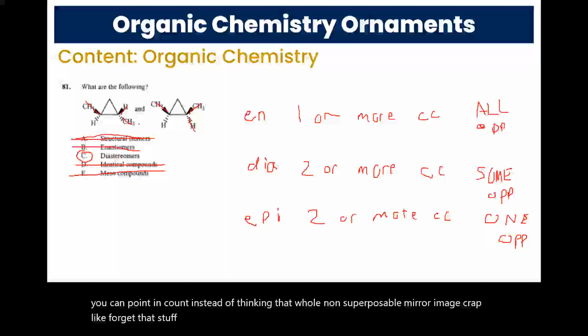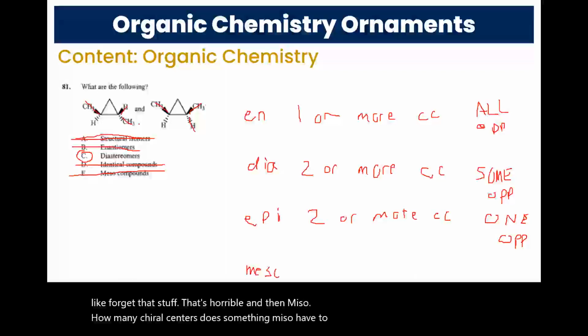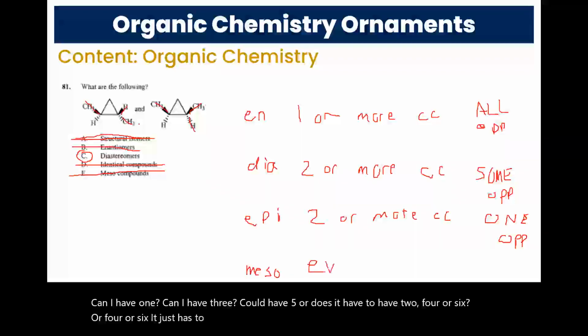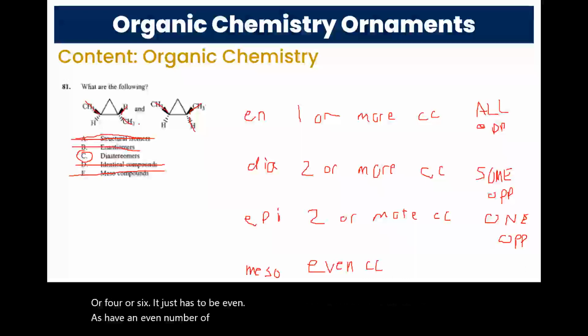And then meso, how many chiral centers does something meso have to have? Can it have 1? Can it have 3? Can it have 5? Or does it have to have 2, 4, or 6? 2, or 4 or 6. It just has to be even. It has to have an even number of chiral centers, and it has to have internal symmetry.